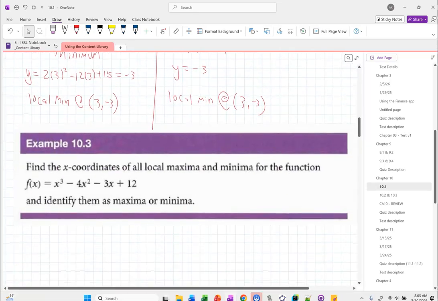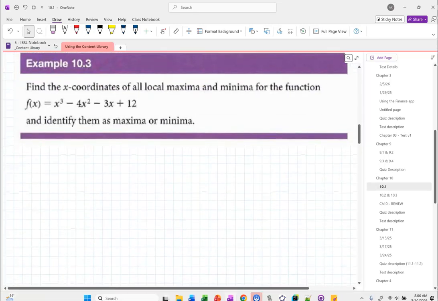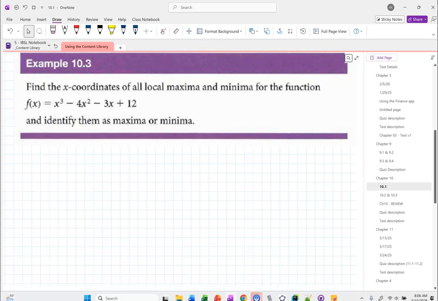Let's do another example. Here we're asked to find the x coordinates, so we don't care about the y's, we just want the x's of all the local maximum and minima for the function and identify them as either a maximum or minimum. Ostensibly the same problem as before. We should start by finding the first derivative.